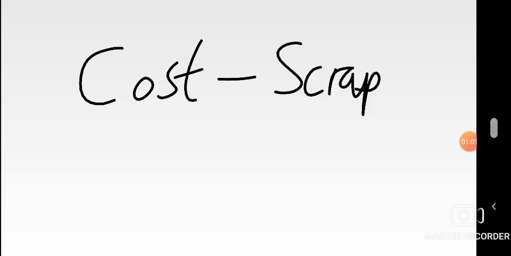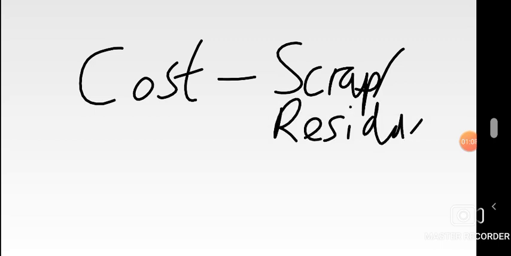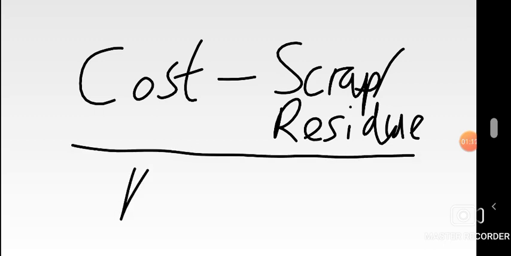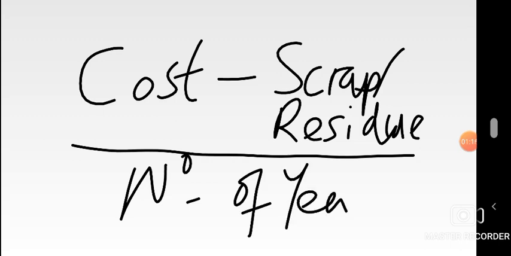So straight line method has actually a formula which states that it's cost minus what, scrap, or what they would call residual value, then the whole thing over what, number of years. That's the formula for straight line method.